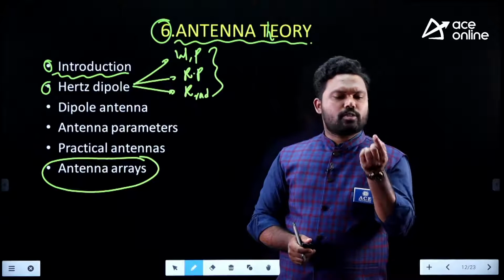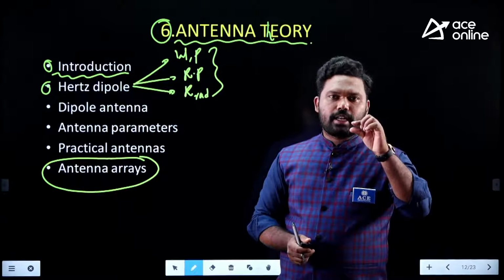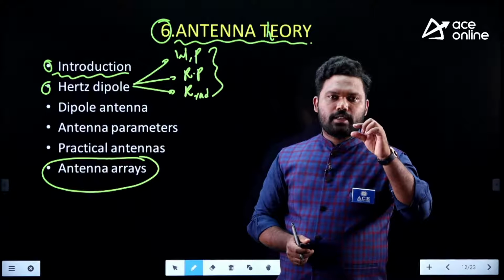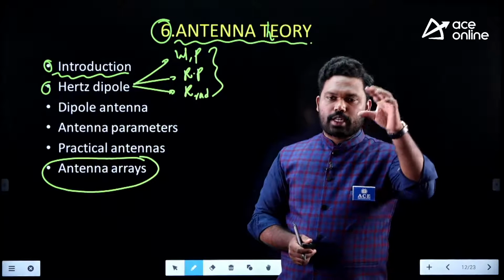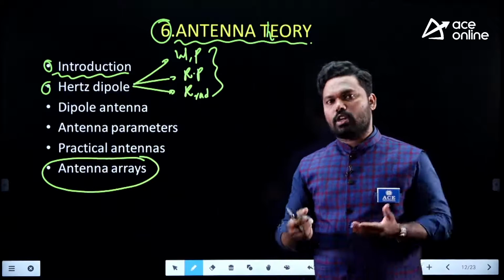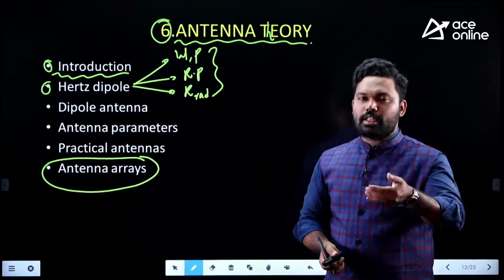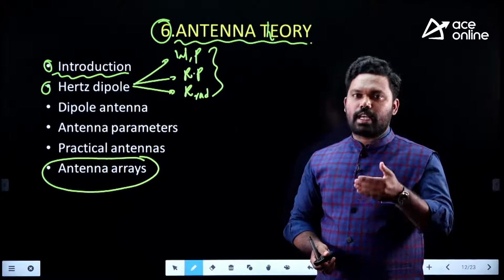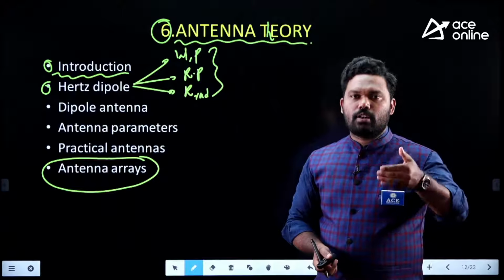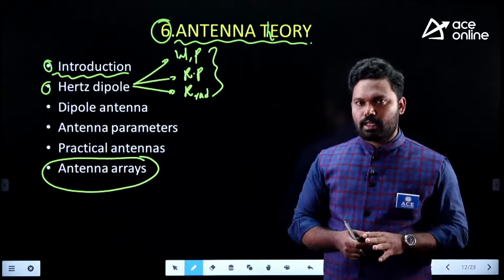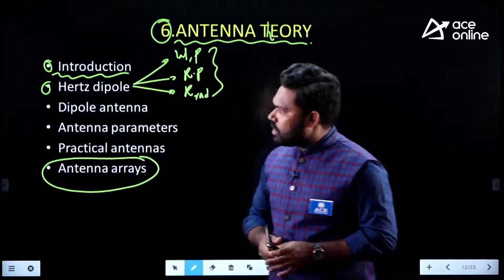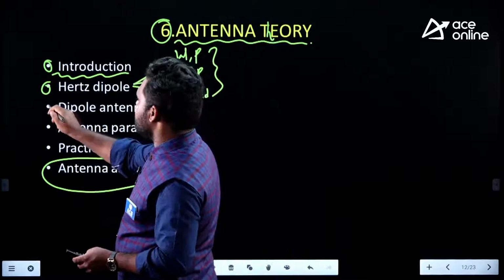It is theoretically a small length, a current carrying conductor. If you can understand and develop the analysis for the small current carrying conductor, you can extend it to any arbitrary length through the concepts of integration. So that is the idea involved in understanding the antenna theory, starting with what is called a Hertz dipole. Clear? Okay.